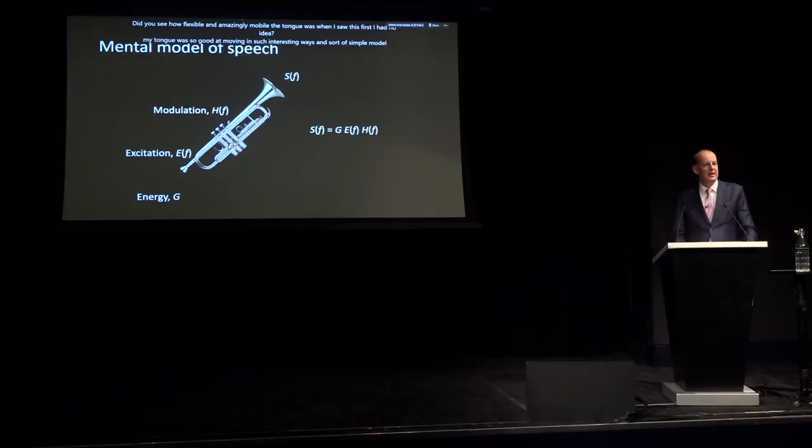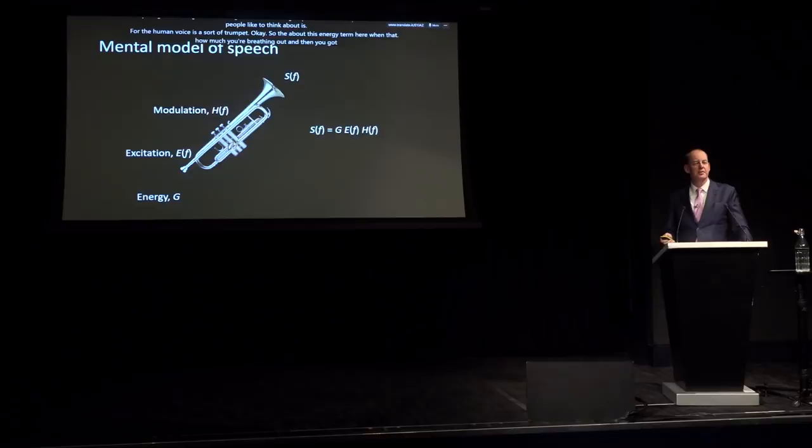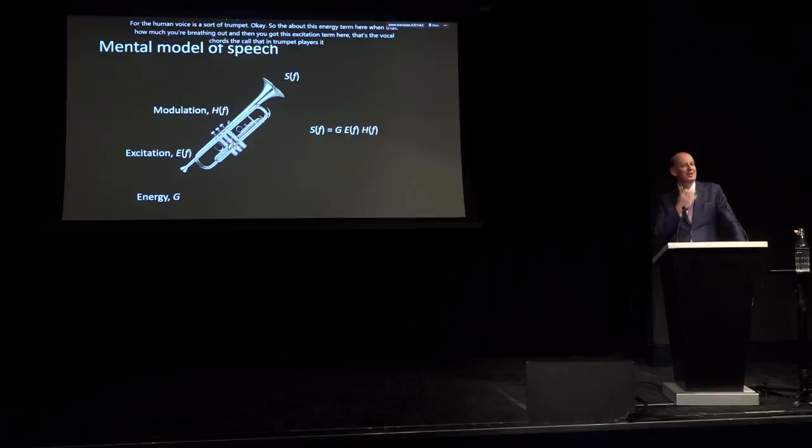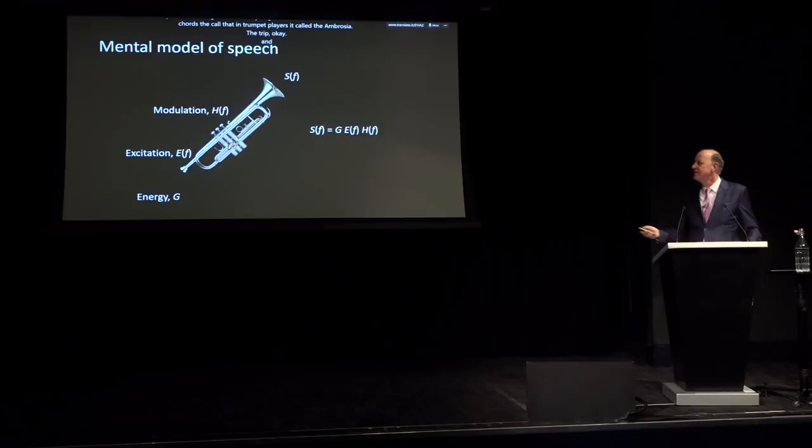And a simple model that people like to think about for the human voice is a sort of trumpet. So you've got this energy term here, and that's how much you're breathing out. And then you've got this excitation term here, that's the vocal cords. What do you call that in trumpet players? Is it called the embouchure? The lip shape. And then the modulation, which is you press these things to make different notes, and then out comes the speech waveform here.